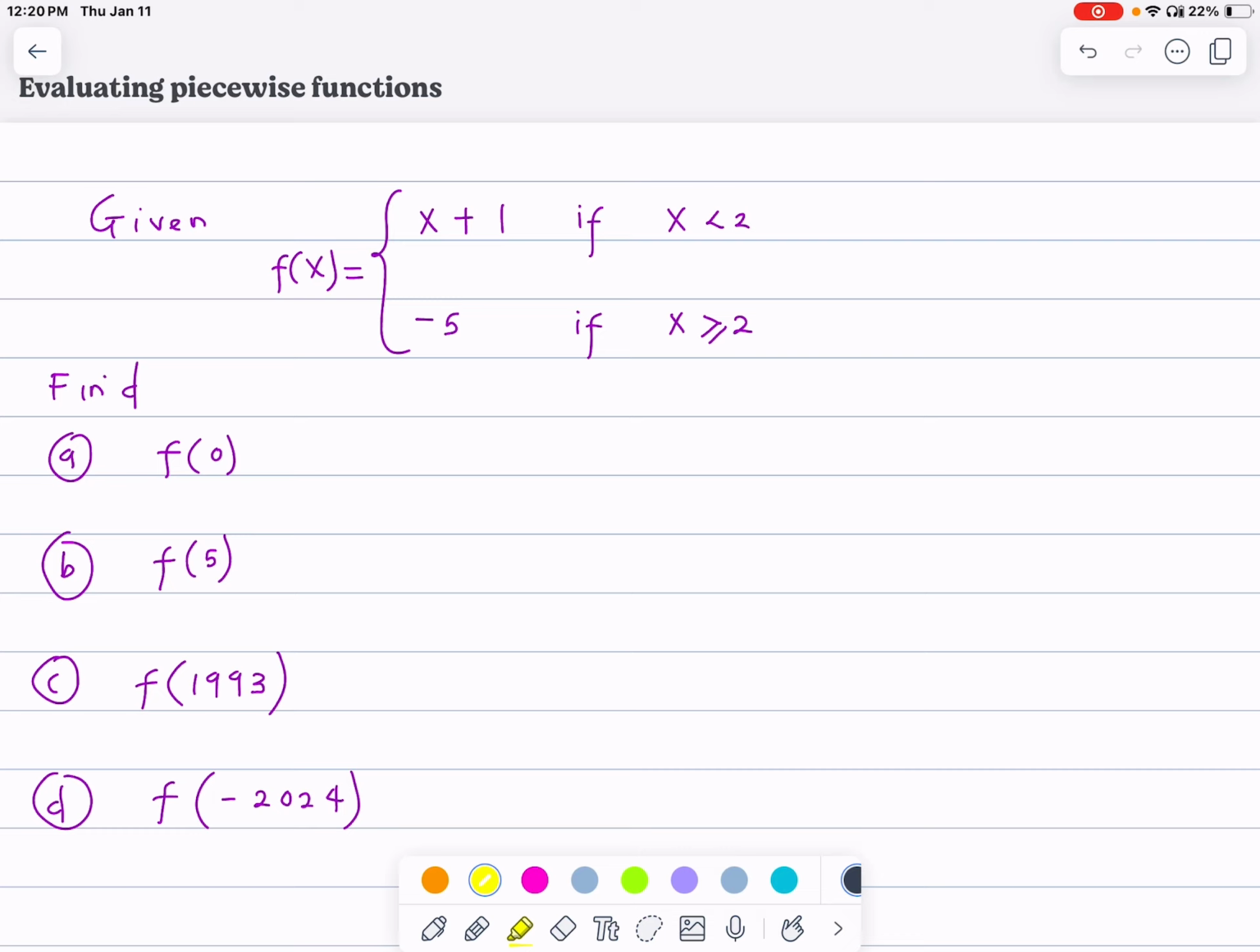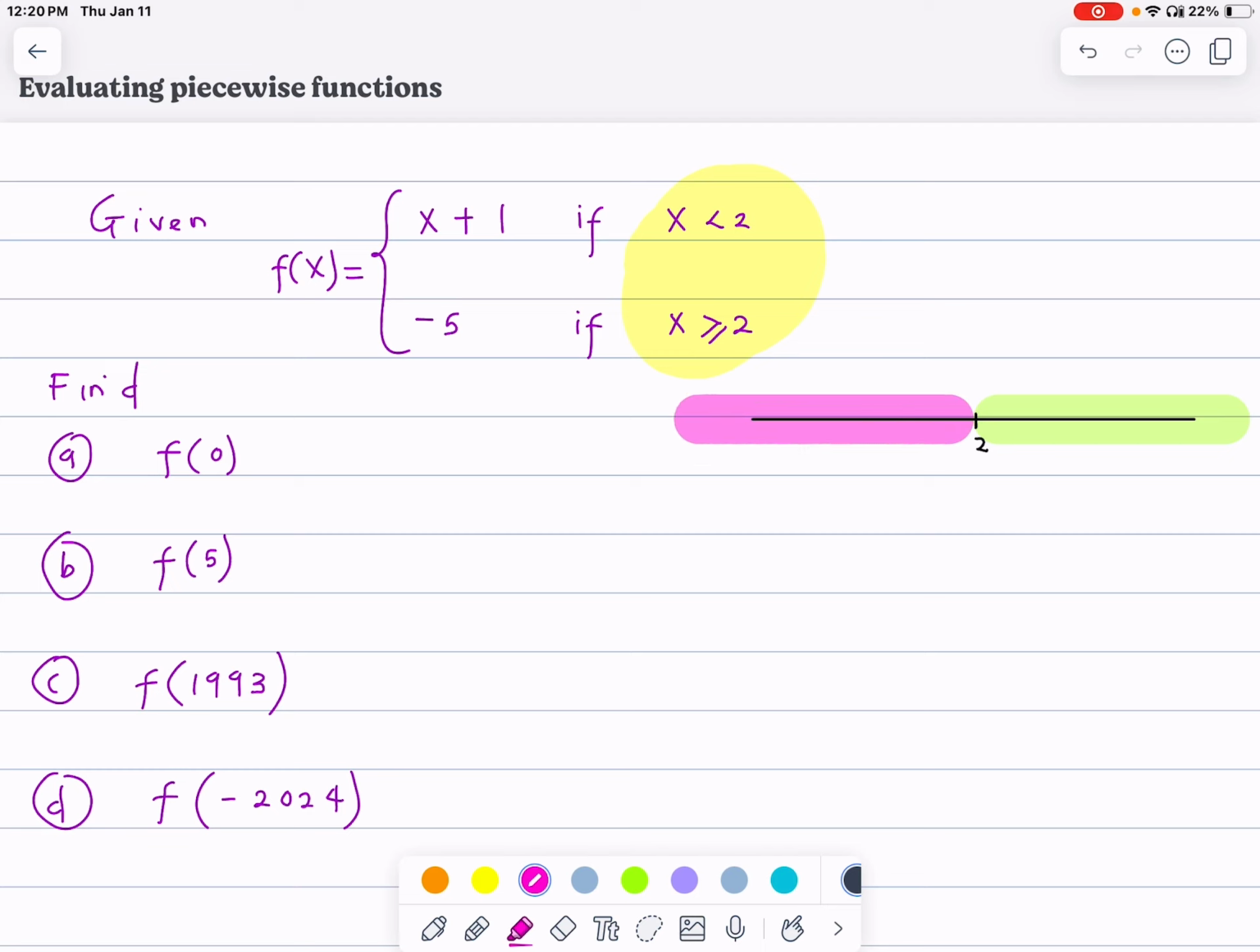So the question is, what part of this function will I consider to evaluate f of 0? Now, think about 0. Let's draw a number line, and I'm going to put 2 here, because in this function I'm looking at x strictly less than 2 and x greater than or equal to 2. So 2 is dividing the number line into two parts. The numbers on this side are greater than 2, and the numbers on this other side are less than 2.